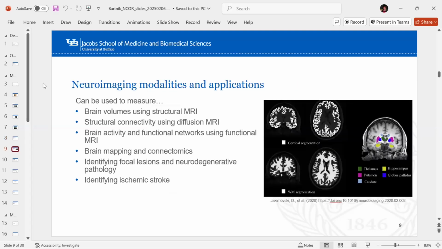And these are just some examples of things you can do with MRI. So for example, in my lab, we'll automatically derive things like volumes of structures within the brain, connectivity between brain regions, looking at focal lesions. But like I mentioned earlier, I mostly work with MS, so we do a lot of work with identifying lesions in MS.